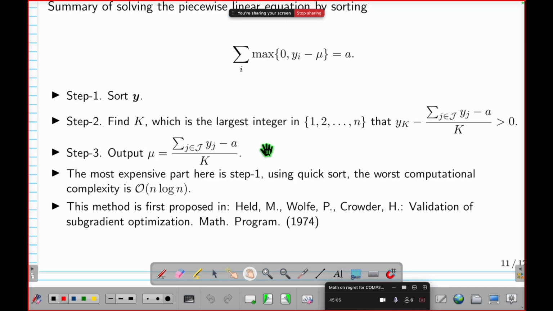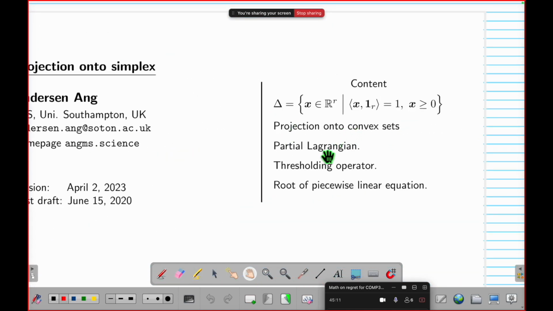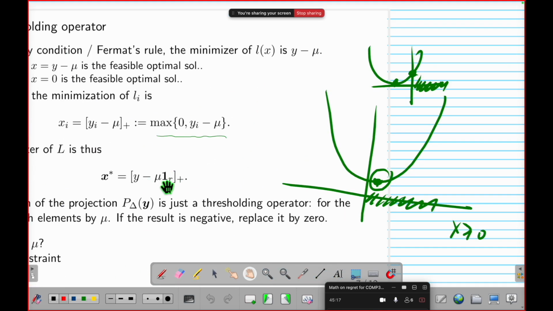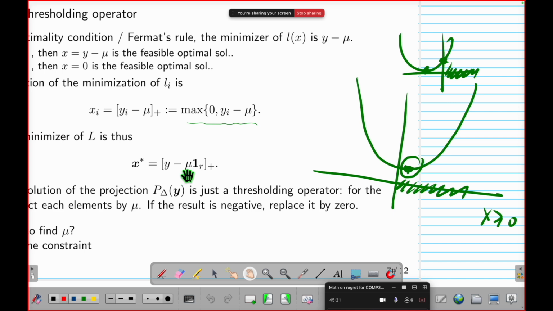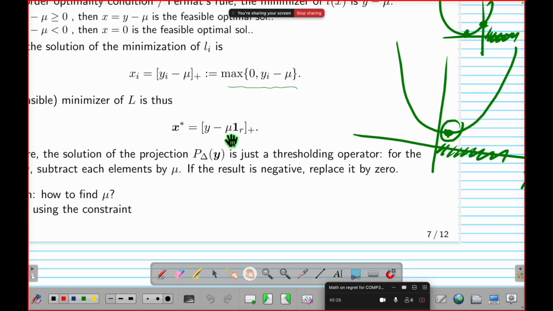So in summary, how do you solve a projection into simplex? It turns out it's not simple at all. You first have to form a Lagrangian, and then you have to solve the thresholding. What's the thresholding? The thresholding is this thing. This is called thresholding. And to find the threshold, that means the magic number mu, you need to do a sorting on the piecewise linear function, which costs n log n.